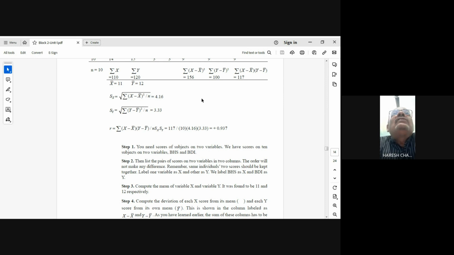So you can check x minus x dash square 156 by 10. If you take the square root, you will not get 4.16. Why? Because n minus 1 was not used. So you check 156 divided by n minus 1, that means 9. Work out 10 minus 1 and tell me, confirm whether the standard deviation is correct or not.